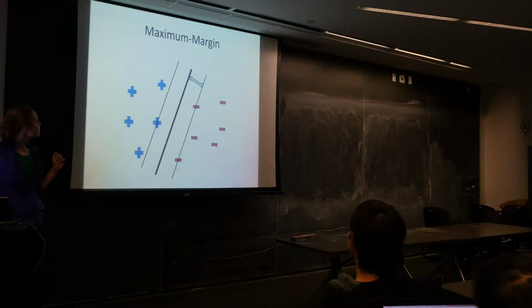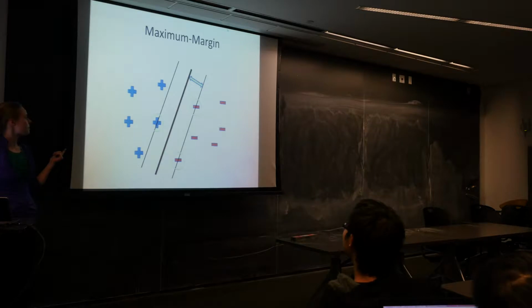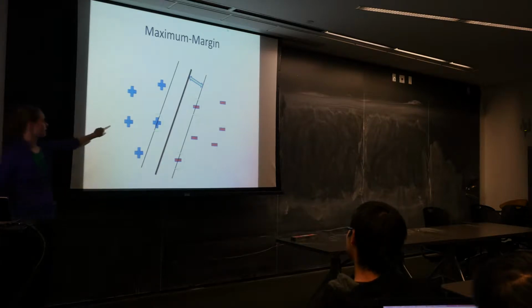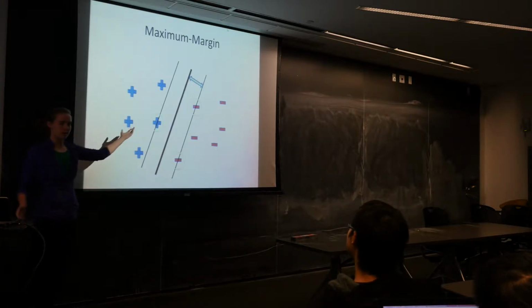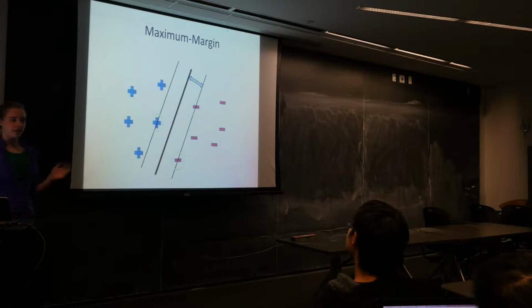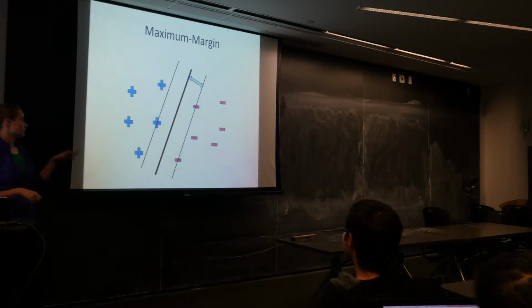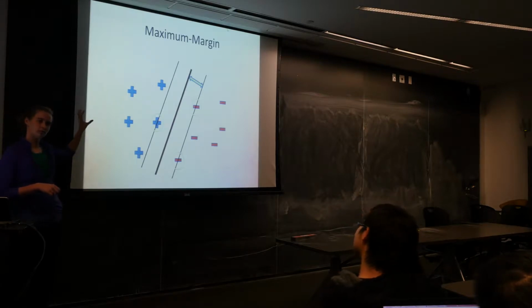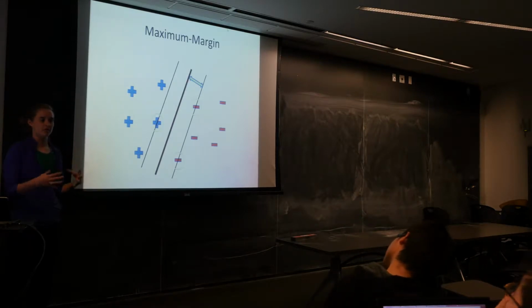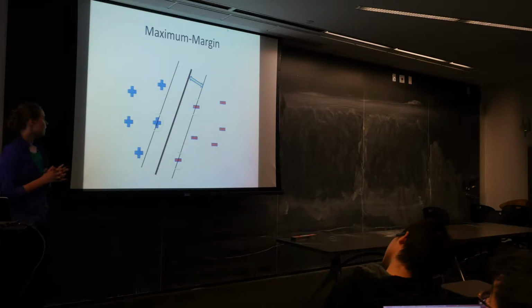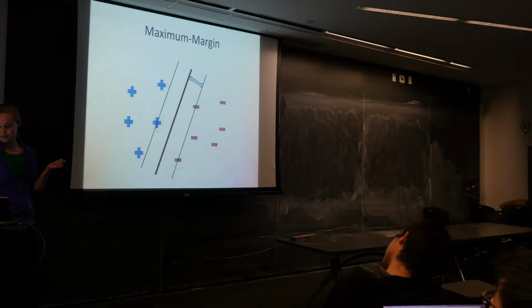So that's the margin. Everything that lies on the margin we call a support vector. For SVM, this is helpful because if you want to classify a new point, you actually only need to hold on to the support vectors. You don't need to keep your full data set in memory. And only moving the support vectors changes the size of the margin.